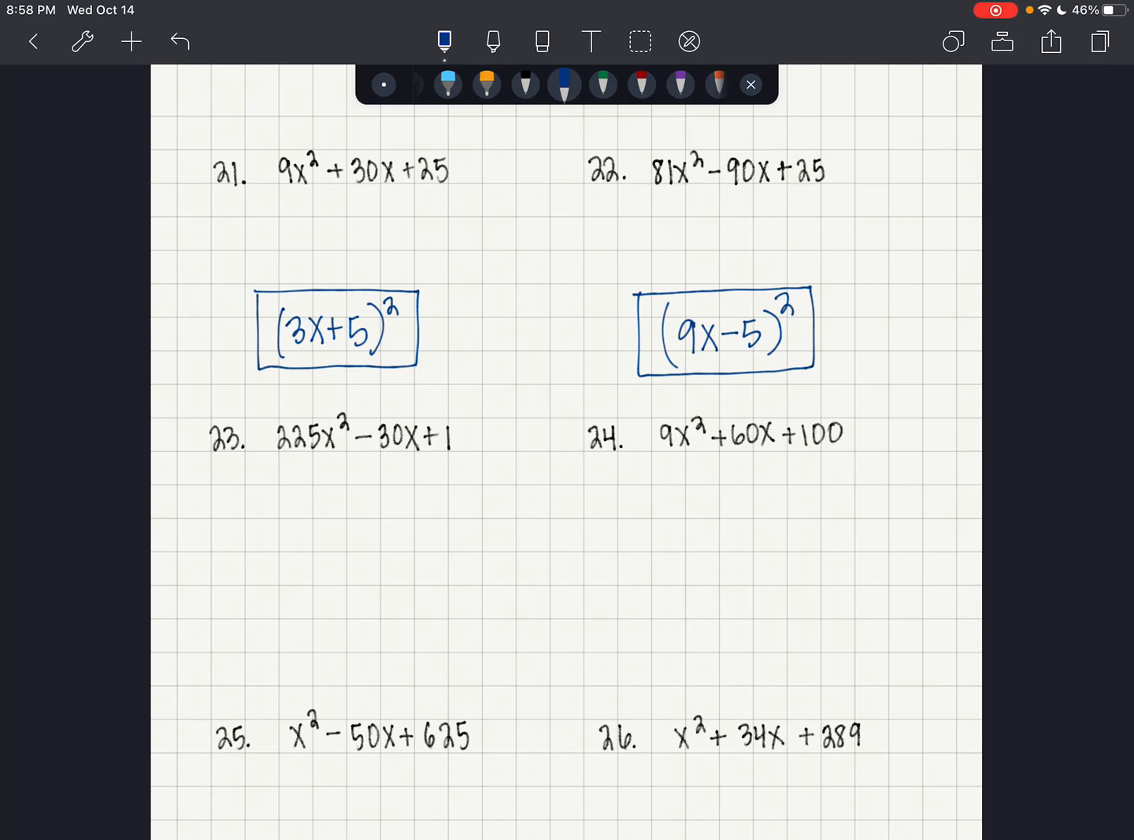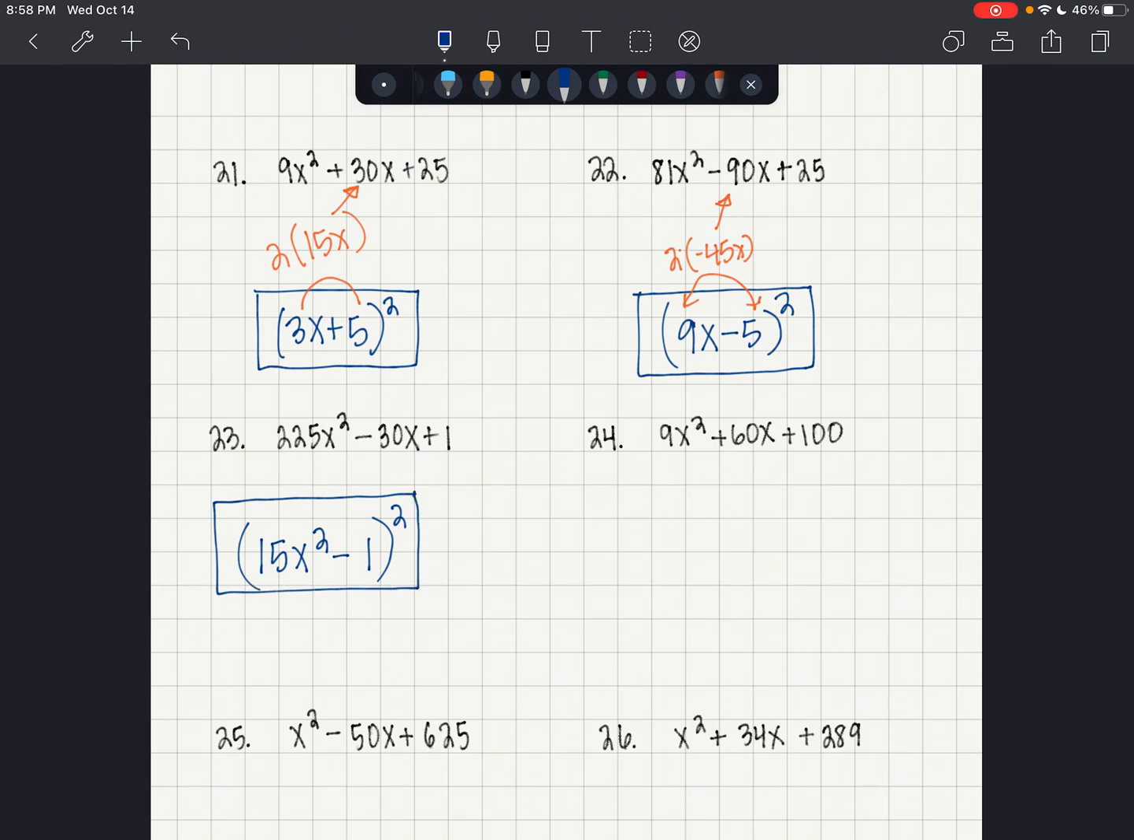Now I'm going to show you real quick what I need to see. I need to see 15x twice is 30x. Done. I need to see 2 times negative 45x is negative 90x. Beautiful. Okay, so make sure you're showing that work in orange. I'm just providing you answers so that you can check your work and maybe see where you might have made a mistake.